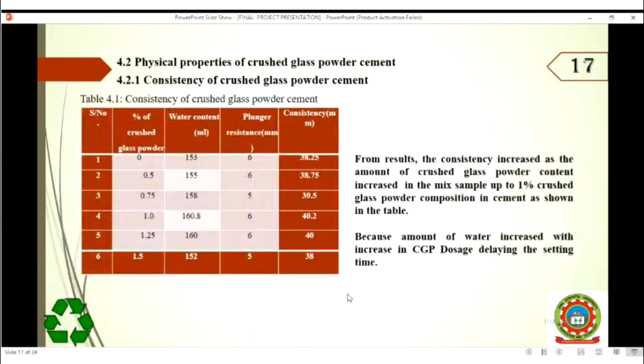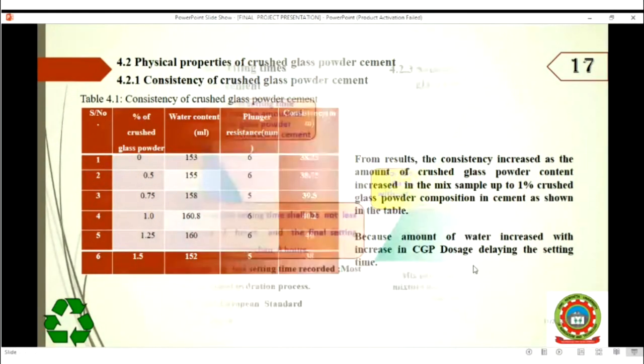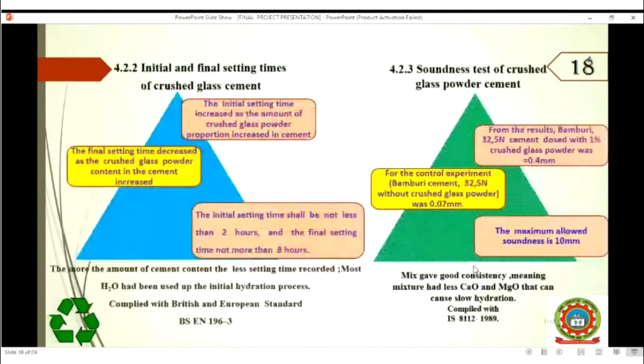Next, the physical properties of crushed glass powder cement, the consistency of crushed glass powder cement. From the results, the consistency increased as the amount of crushed glass powder content increased in the mixed sample, up to 1% crushed glass powder composition in the cement, as shown in the table. For the initial and final setting time, the more the amount of crushed glass powder content, the less setting time recorded.